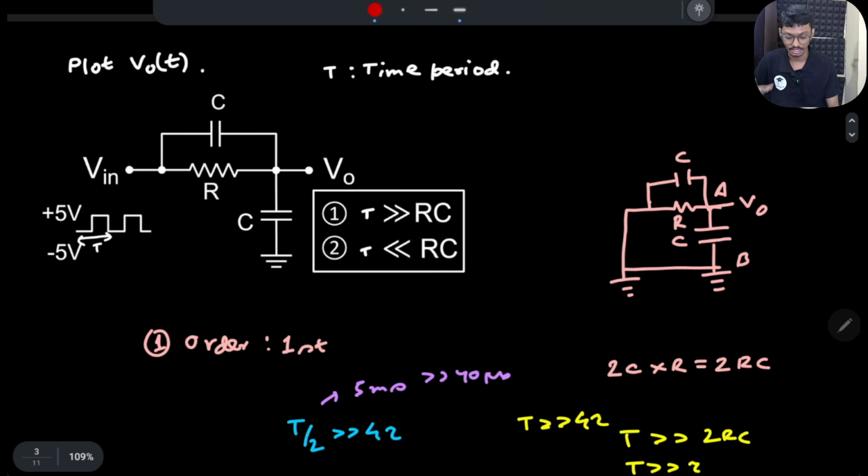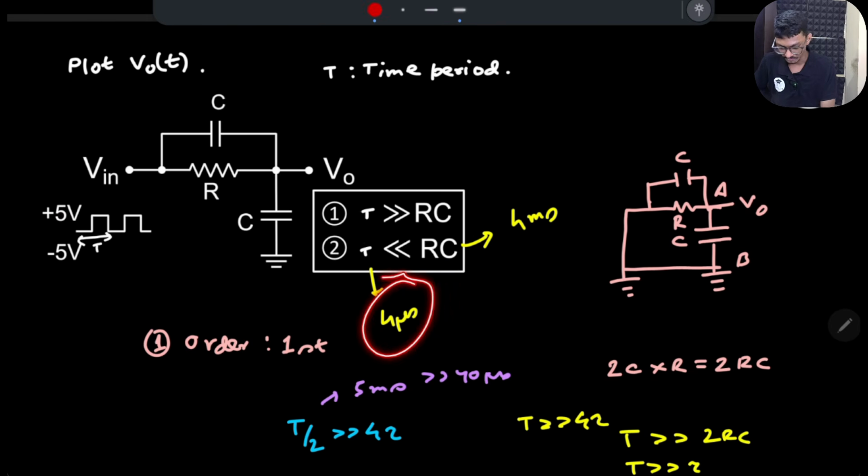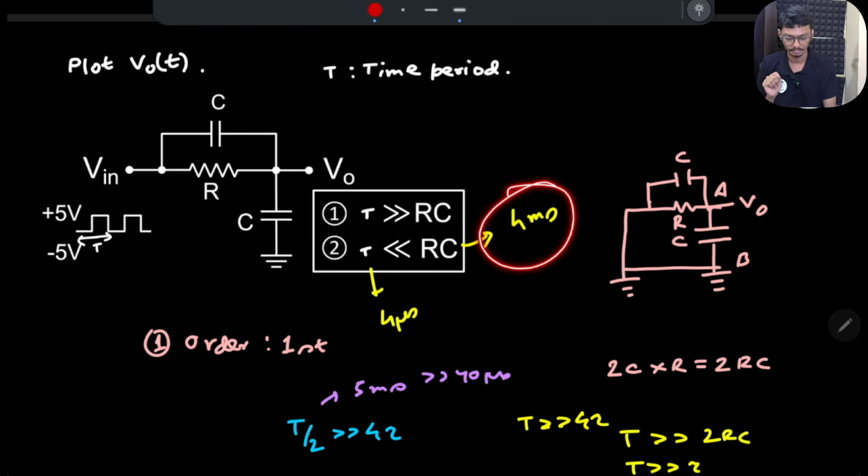To charge to its full value, let's say this RC is something like 4 milliseconds and this time period is something like 4 microseconds. So the 5 volt waveform is only present for 4 microseconds and it will go to -5. But to charge the capacitor, I need 4 tau time, that is 16 milliseconds. That is very large. So my capacitor will never be able to fully charge to 5 volt or -5 volt. But what will actually happen here?